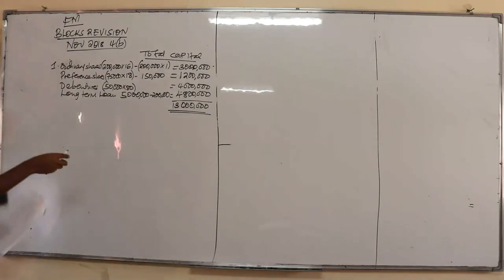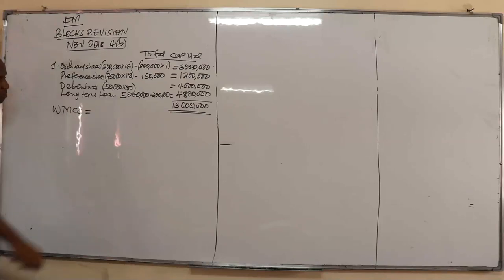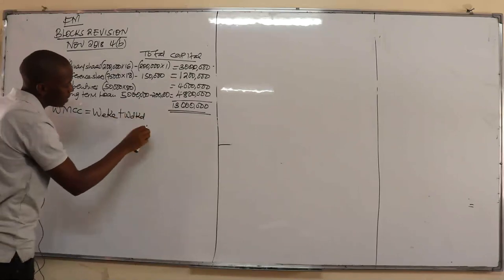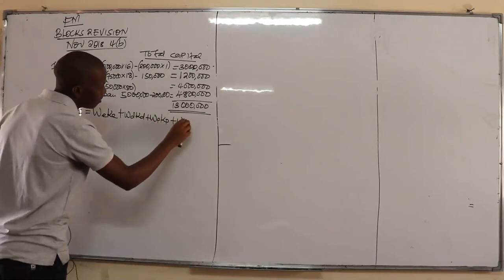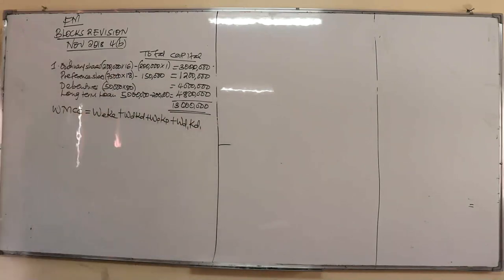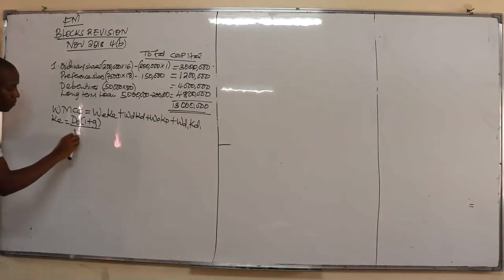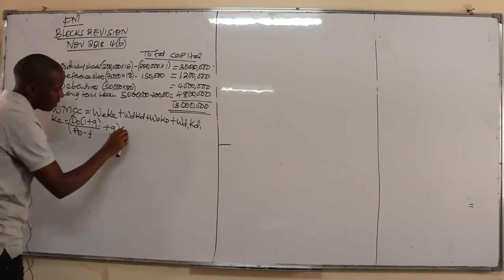Then the second question, you've been asked about the WMCC. For the WMCC, we get it by taking the weight of equity times cost of equity, weight of debenture times cost of debenture, weight of preference shares times cost of preference shares, and weight of bank loan times cost of bank loan. That is how you get the WMCC. So we can begin by getting the KE. KE will be D0 (1 plus g) all over P0 minus flotation cost, then you add the growth rate and you multiply by 100.